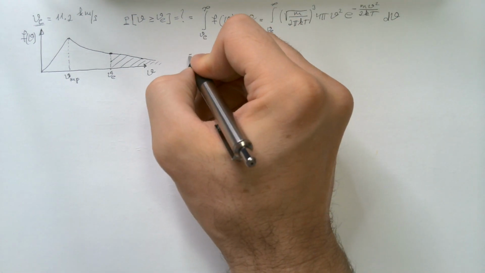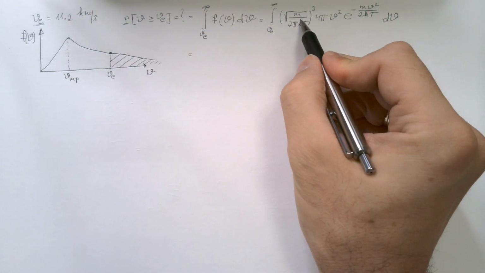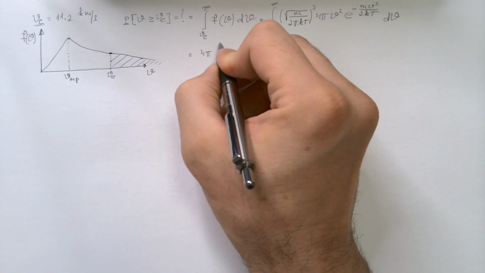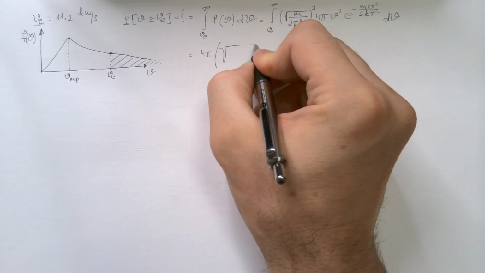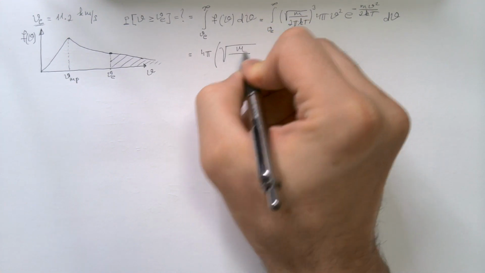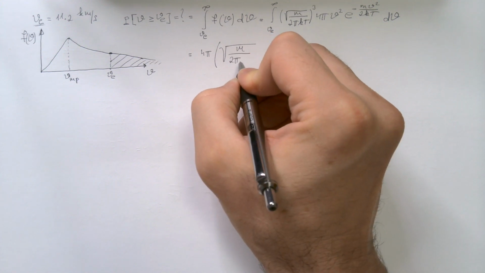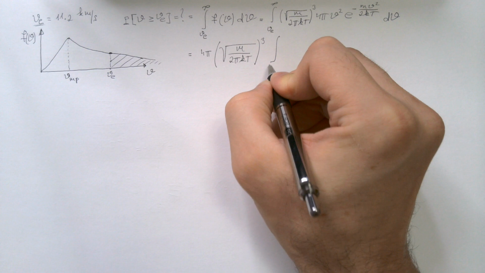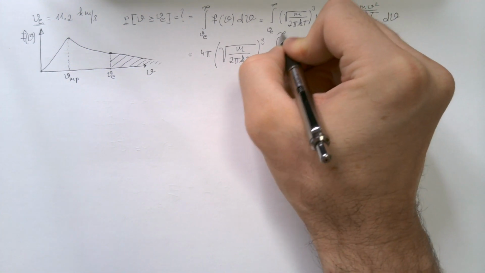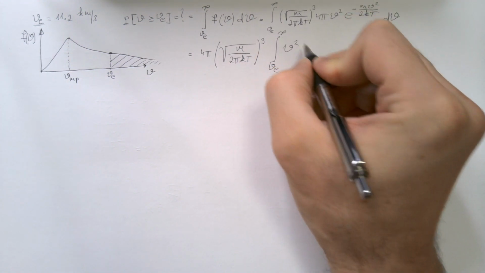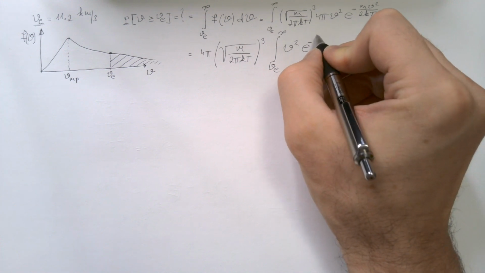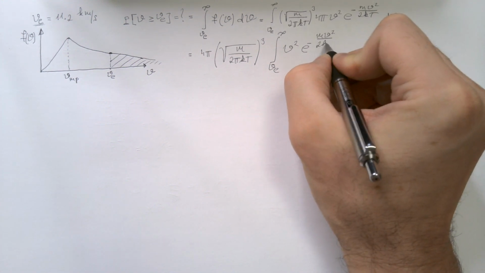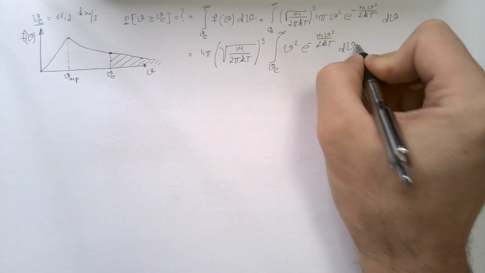We can make this integral look nicer because this is a constant, 4 pi is a constant, so I can write 4 pi and then the square root of m divided by 2 pi kT to the power 3, integral between Ve and infinity of v squared e to the negative m v squared over 2kT dv.